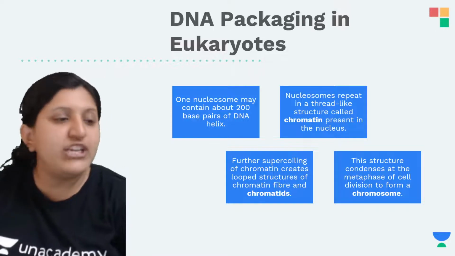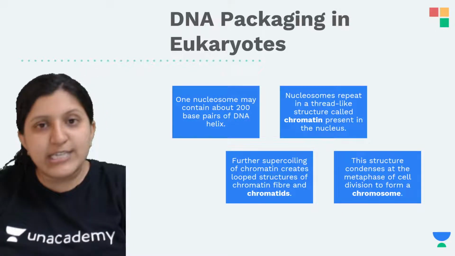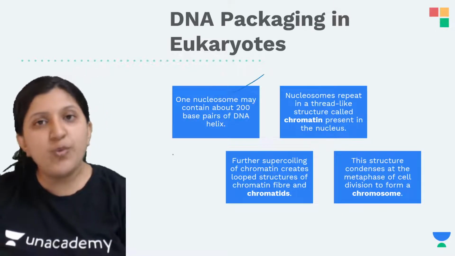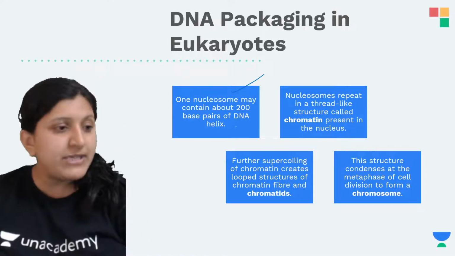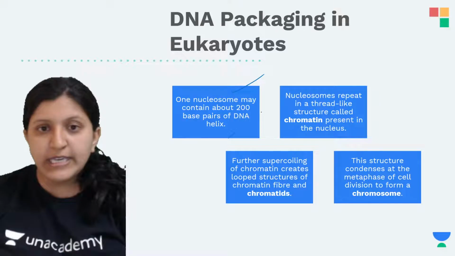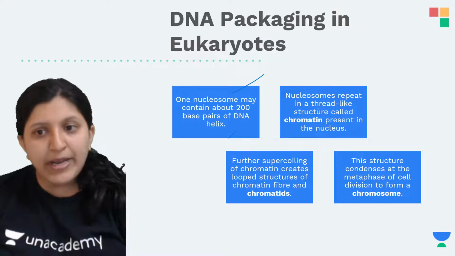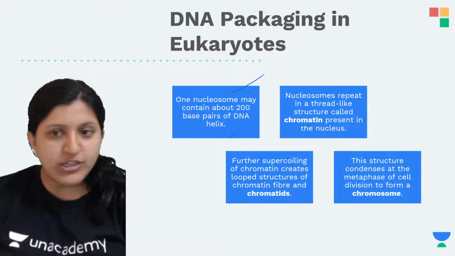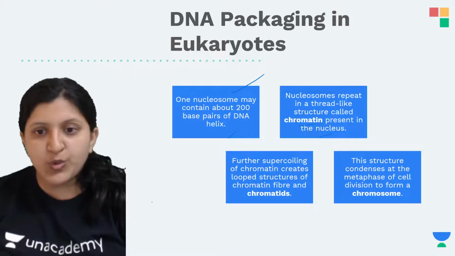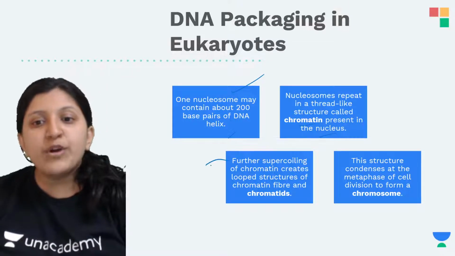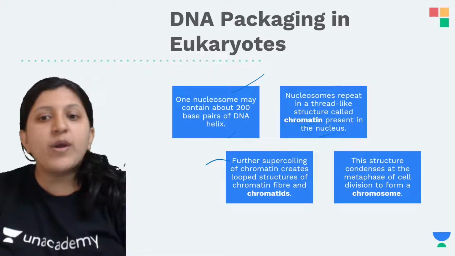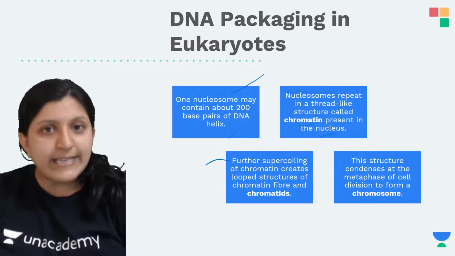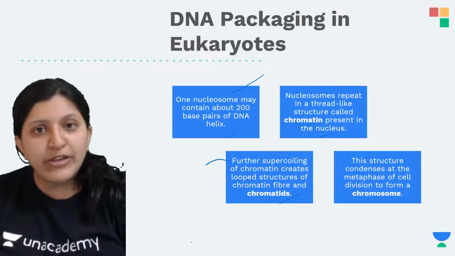So DNA packaging in case of eukaryotes. Now one nucleosome can have about 200 base pairs of DNA. Nucleosomes repeat in a thread-like structure called chromatin, which is present in the nucleus. Now further supercoiling of chromatin, which forms loop structures, of the chromatin fiber will form a chromatid.